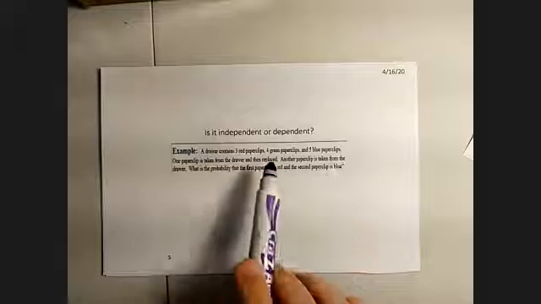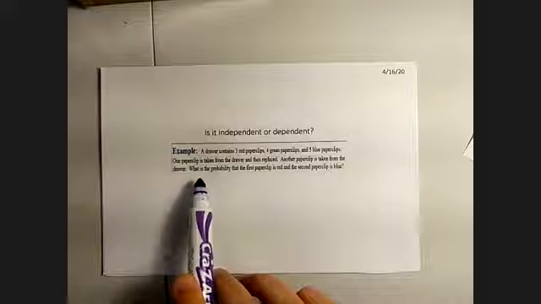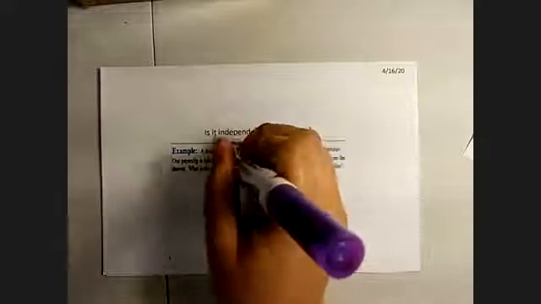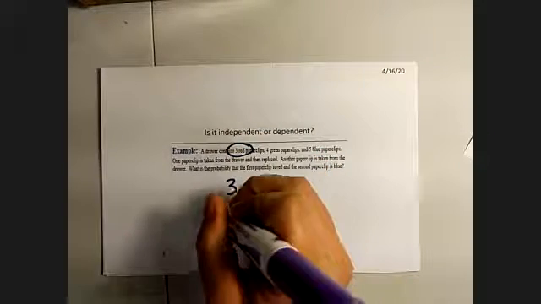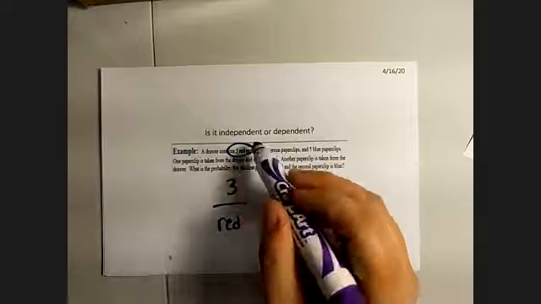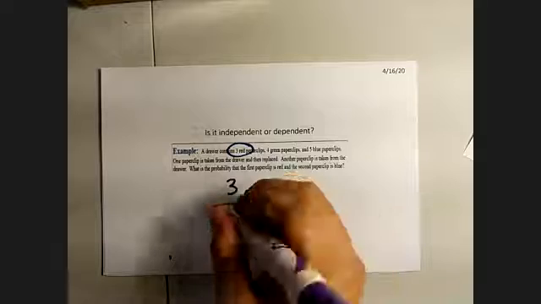When I look at that situation, the first paper clip that we're talking about, to know that it's red, we would look for 3. So we want to know that the first one is red. It's going to be 3 out of 3 plus 4 is 7, plus 5 is 12.